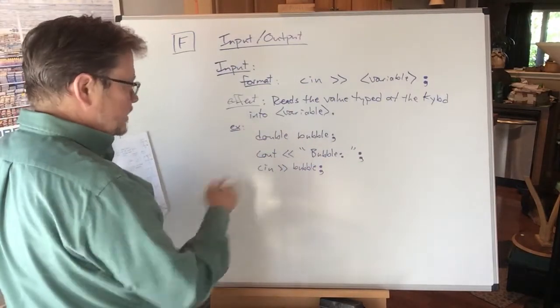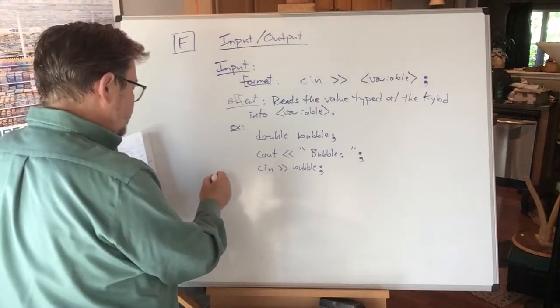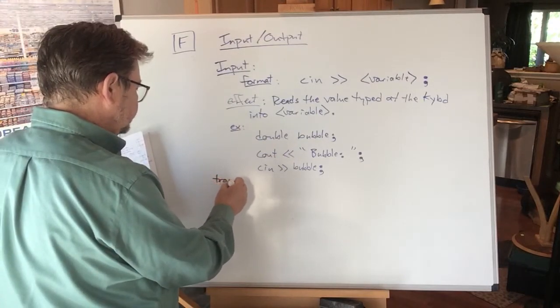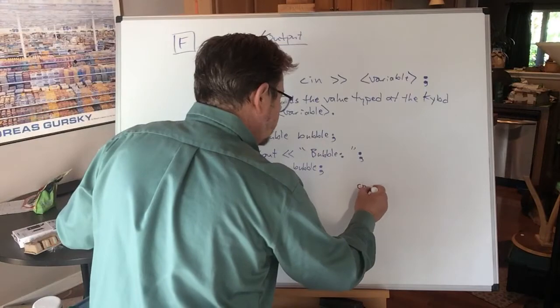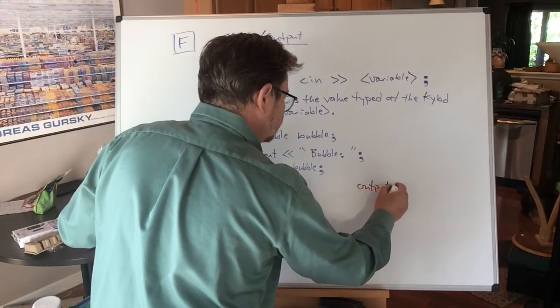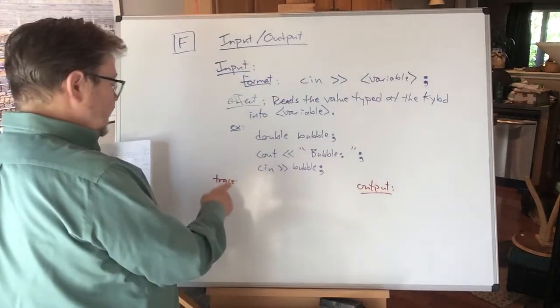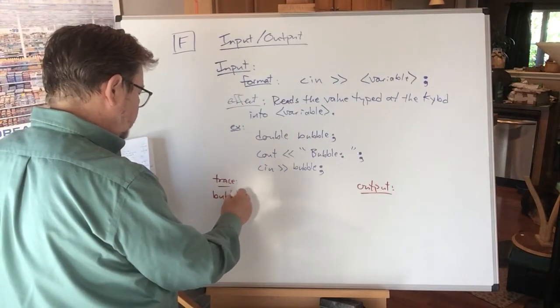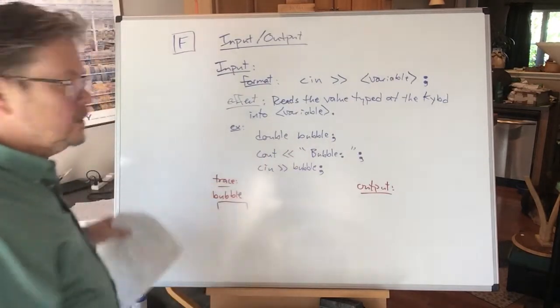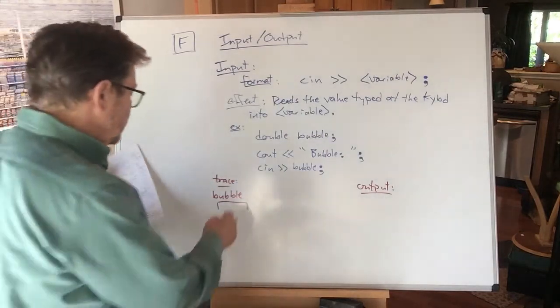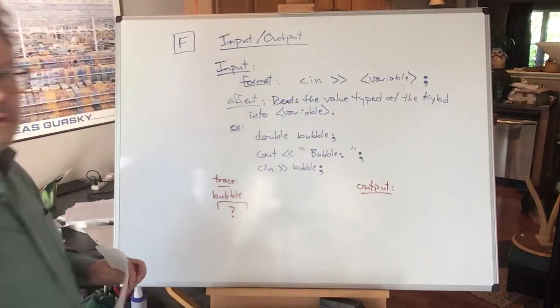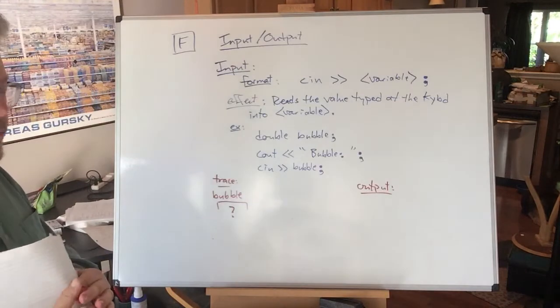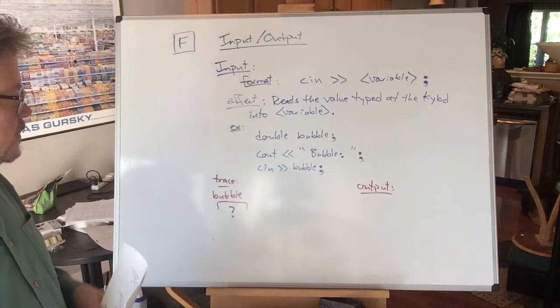Let's see what happens. That's not much, but still stuff will happen. Here's a trace. Over here, I'll keep up with the output. Not much of either one, really. Here's my trace. I've got one variable named bubble. So I don't forget, bubble does not have an initial value. Garbage, represented by a question mark. I don't know what's there. It's some random garbage value.